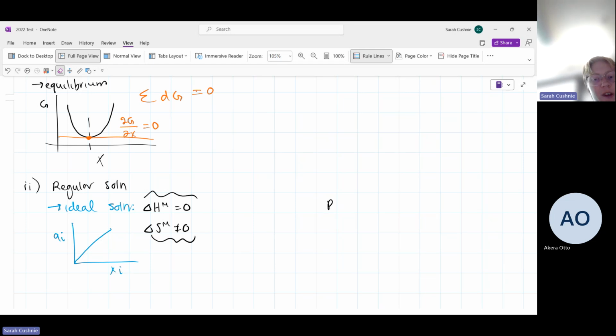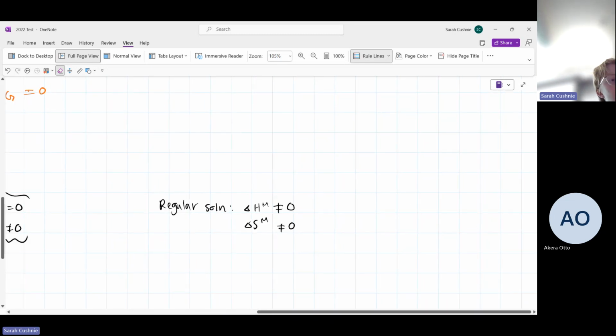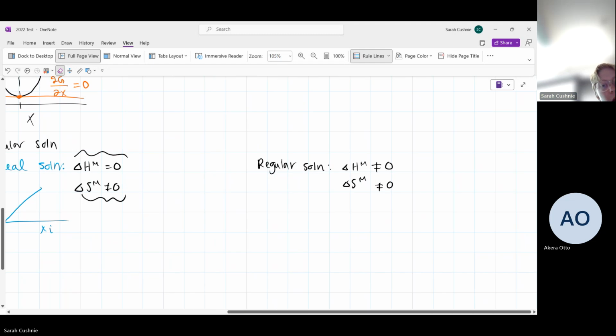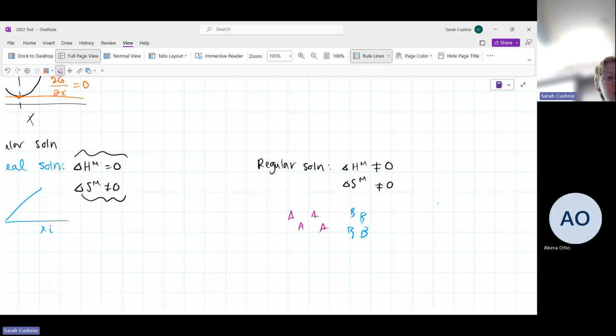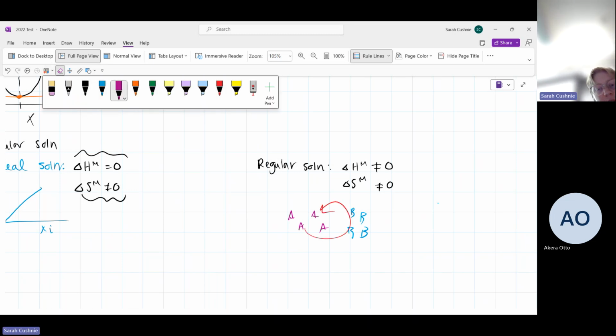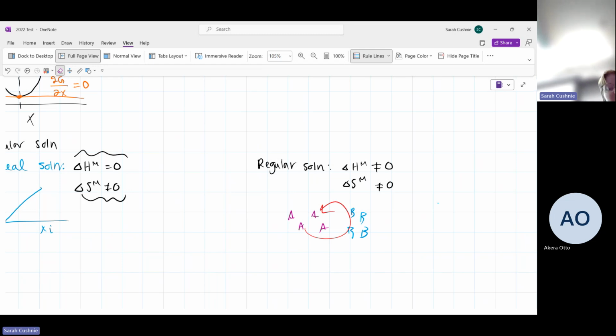On the other hand, we have a regular solution, and that's basically just the opposite. So in this case, delta H of mixing is not equal to 0. So now delta H of mixing isn't equal to 0, and delta S of mixing is not equal to 0. Essentially what this is showing is that as we mix together, we have a bunch of A molecules here, and then a bunch of B molecules over here. And now we start mixing them together. And depending on how the system behaves, it's not going to mix together nice and willy-nilly however it wants.